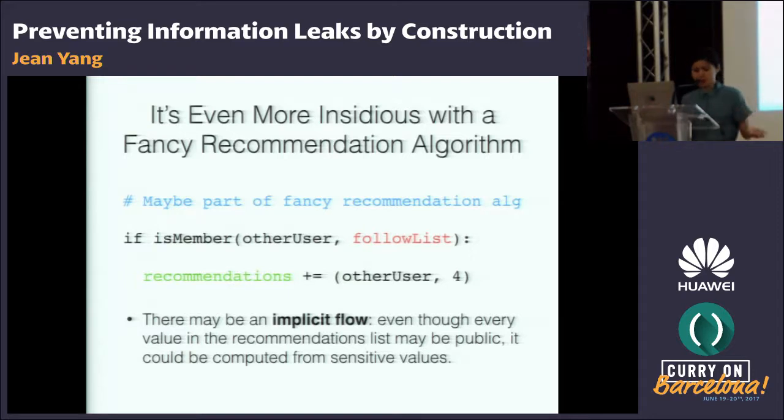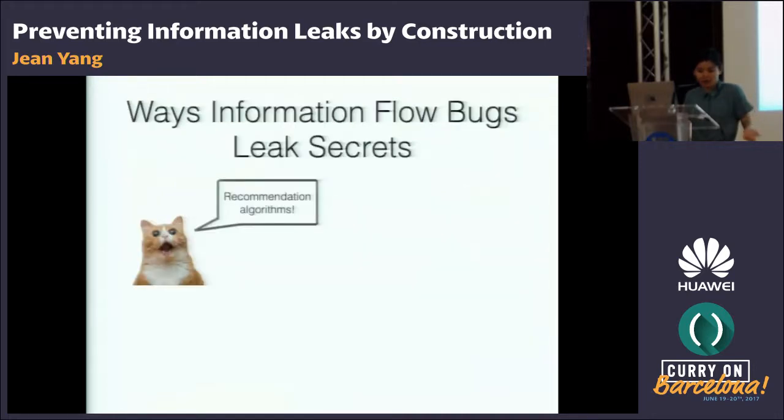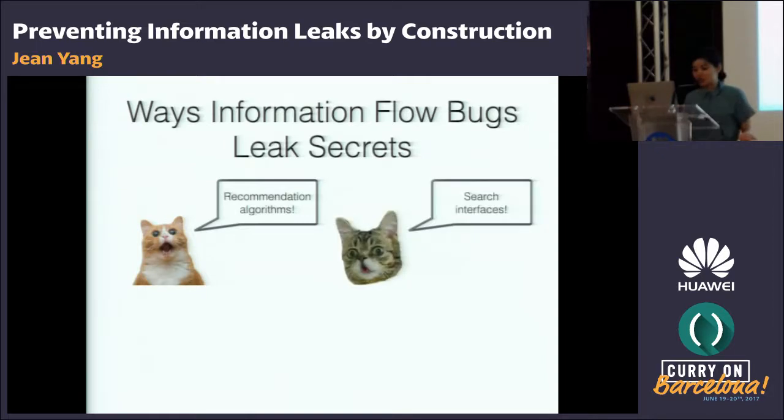And then, of course, there's the potential that the other user might have their own policies. So in order to make sure that information flow policies aren't being violated, the programmer has to track how values are flowing through the program and also what the associated policies for all these values are. And there are many ways that information flow bugs can leak secrets. Recommendation algorithms, as I mentioned, are just one of them. Search interfaces are super dangerous. If you've seen a lot of these papers about information flow, a lot of them go along the lines of, in the HotCRP conference management system or some other conference management system, since conference management systems are the one piece of software that paper reviewers are guaranteed to have read, there's a search interface, and information leaked this way.